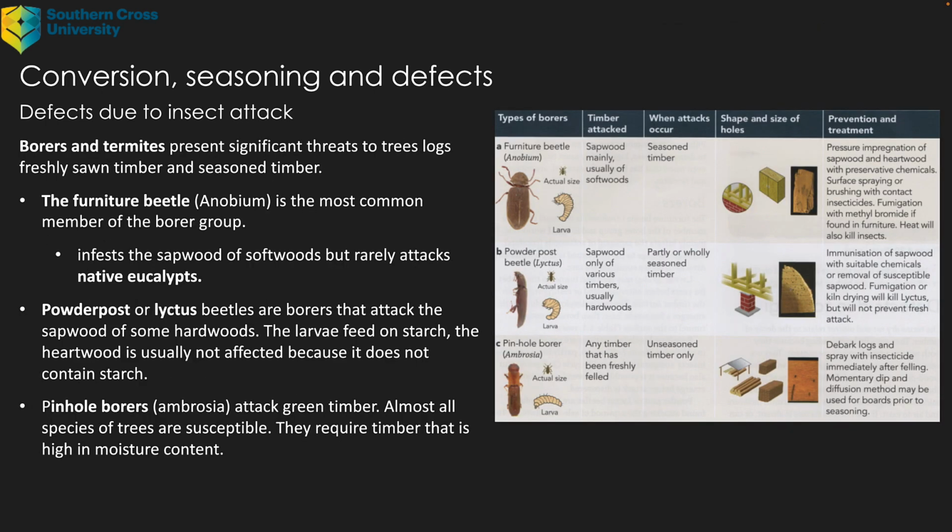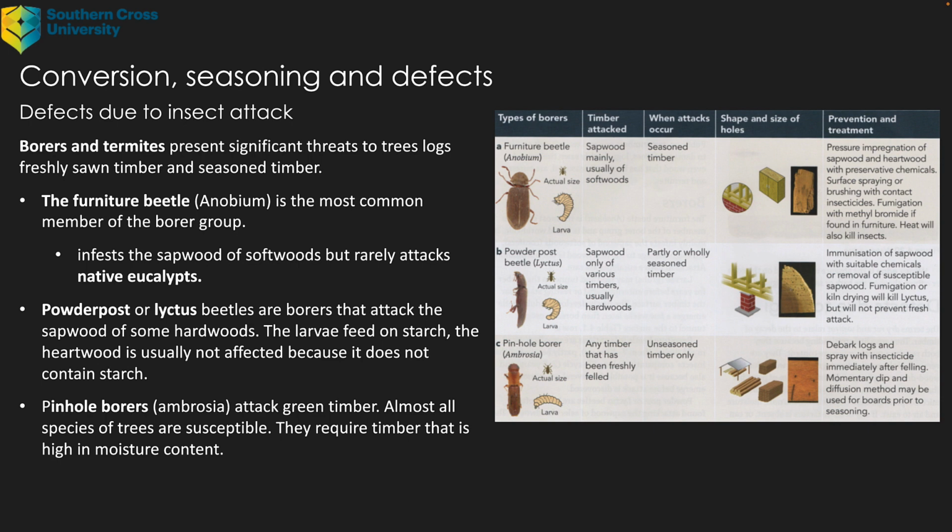Now, finally, we're going to look at insect attack. There are two main classifications: borers and termites. They present a significant threat to trees, logs, freshly sawn timber and seasoned timber. They can also be threatening to furniture in the home. The furniture beetle is the most common member of the borer group. It infests the sapwood of softwoods, but rarely attacks native eucalypts.